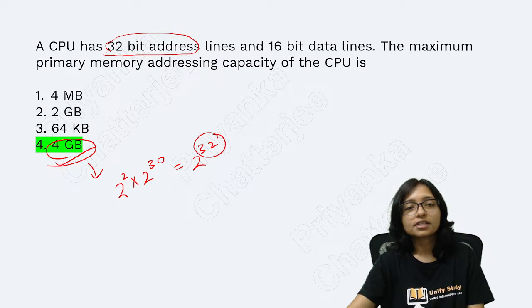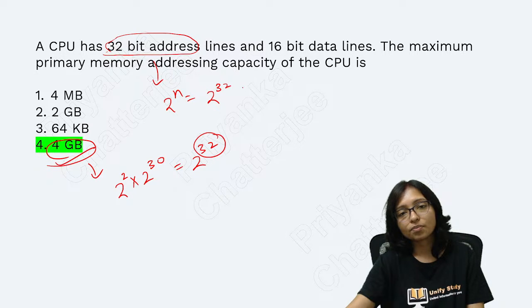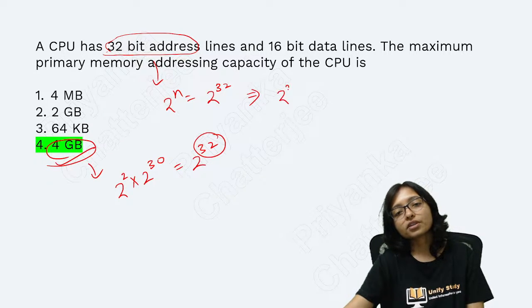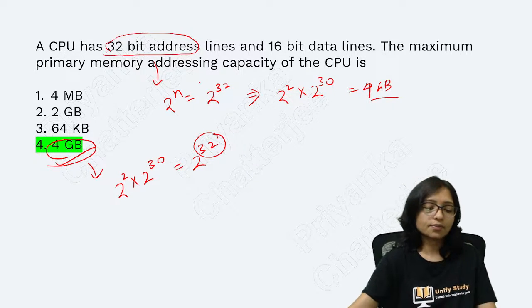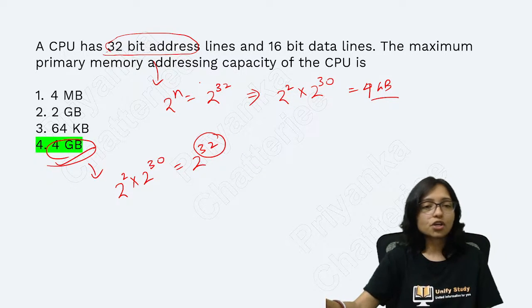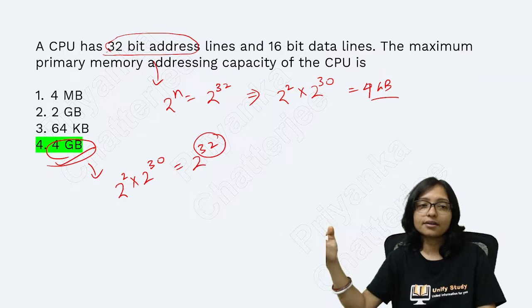If a 32 bit address is given, it means memory size will be 2 to the power n, that is 2 to the power 32. 2 to the power 32 means 2 to the power 2 multiplied by 2 to the power 30, that is 4 GB. That's why your answer will be 4 GB. And most of you gave the wrong answer here.